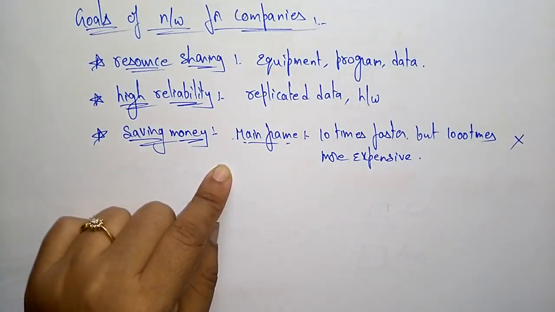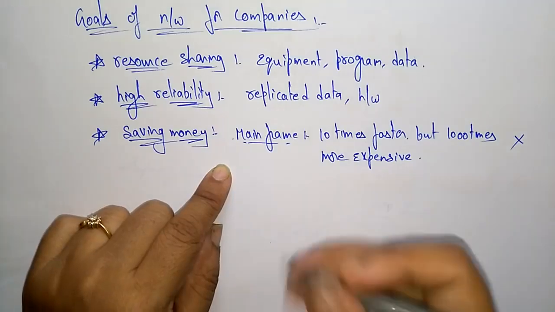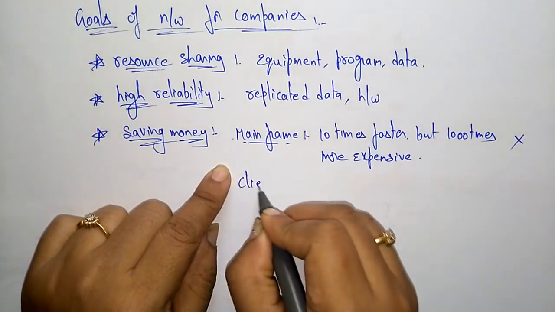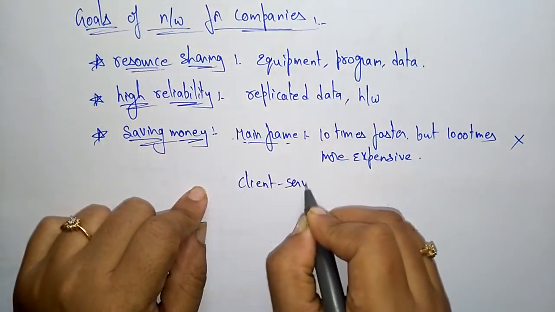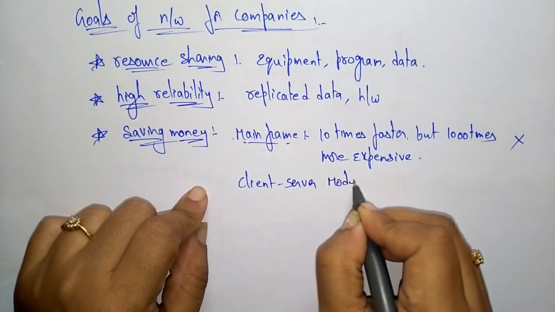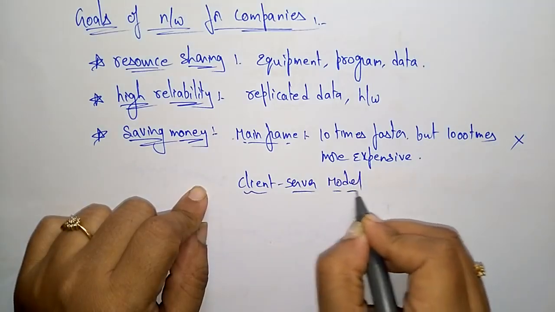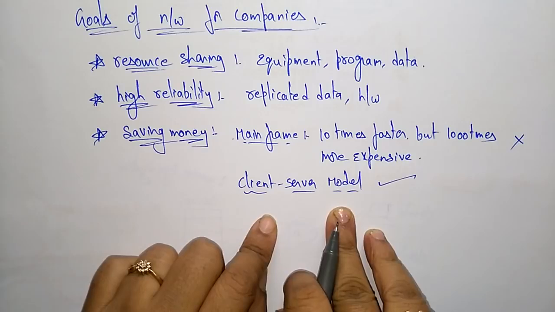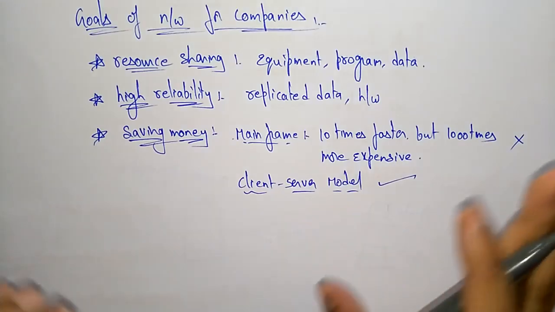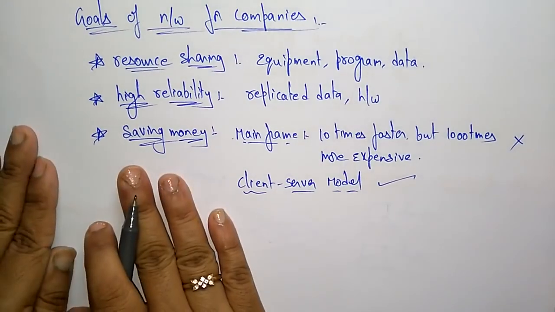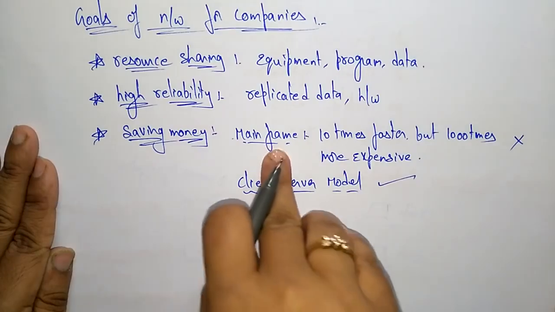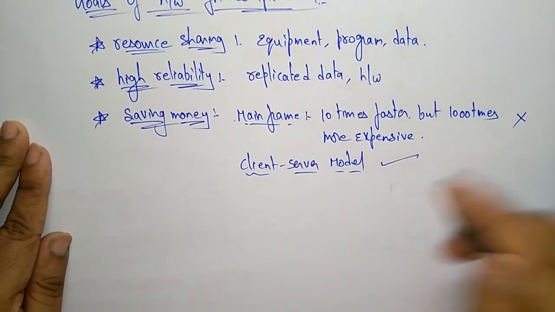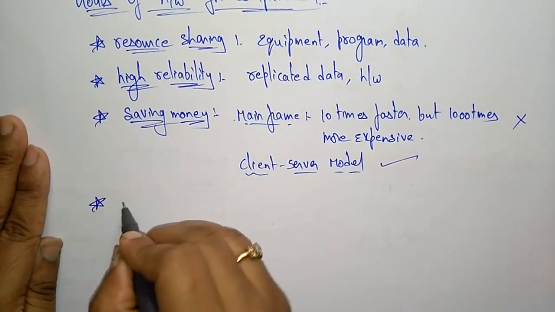Then to save money, what do they prefer? They prefer the client server model. Nowadays business applications are developed based on the client server model. So they save money by using the client server model instead of the mainframe. The next goal of network is scalability.